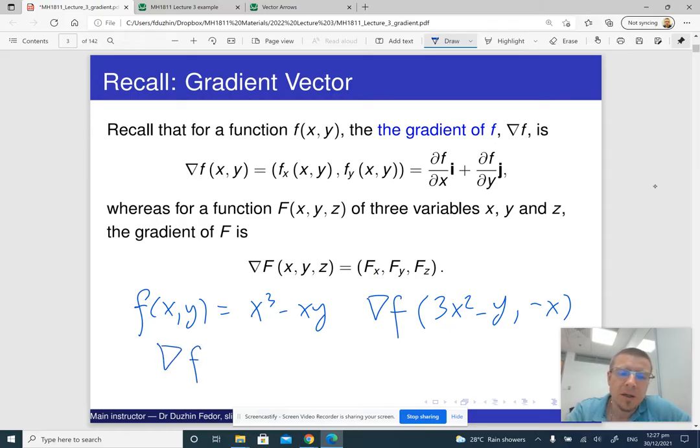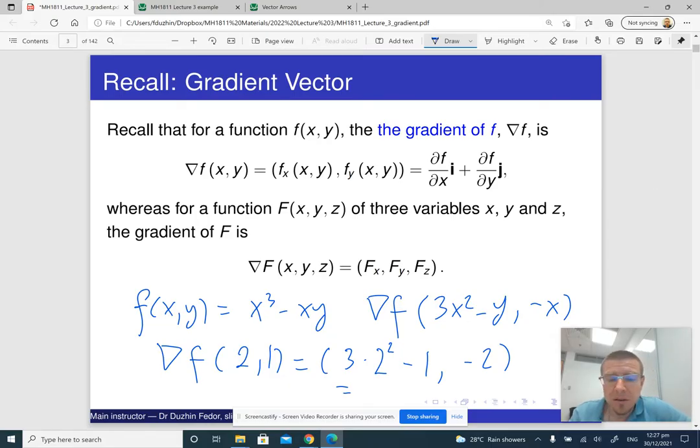So for example, the gradient of f evaluated at the point 2, 1 is going to be 3 times 2 squared minus 1, and minus 2. 3 times 2 squared is 12, minus 1 is 11, and negative 2. Okay, so this is an example of a gradient vector.